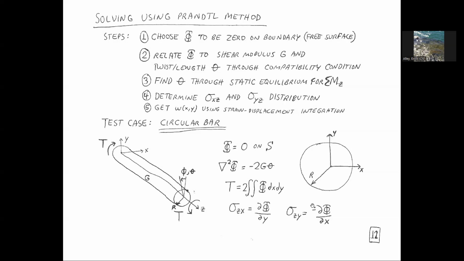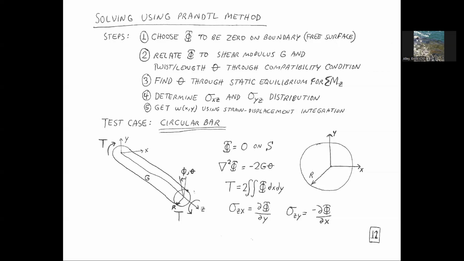So there's our summary of everything. We choose Prandtl to be 0 on the boundary. Then we relate it to G and theta through that compatibility condition. We can find the twist rate with the static equilibrium, that area integral. And then lastly, we go back and get the stresses.